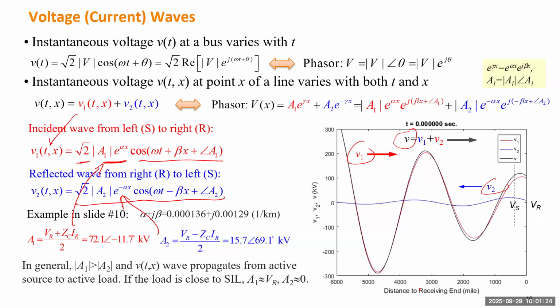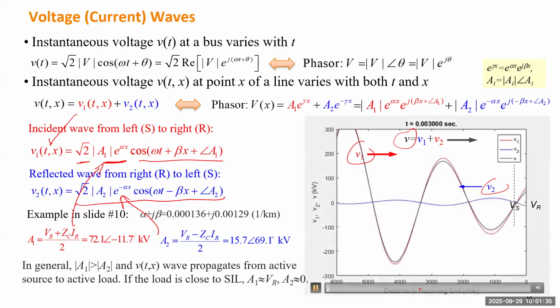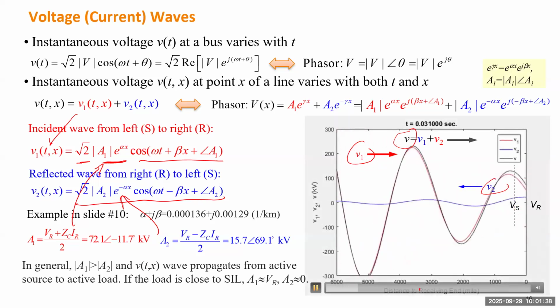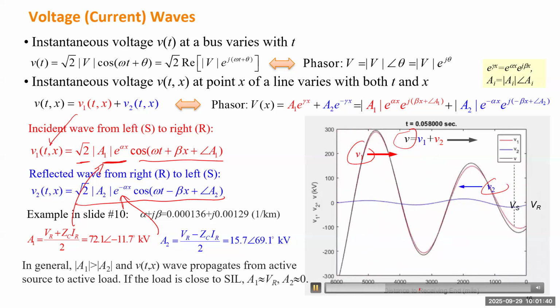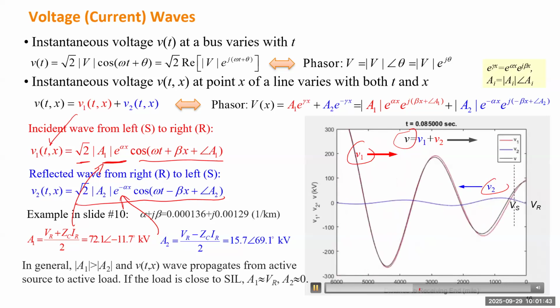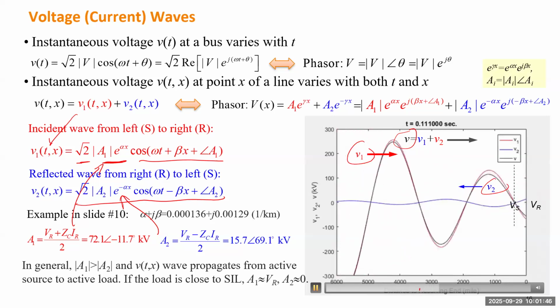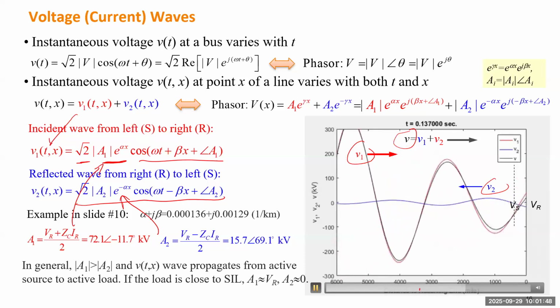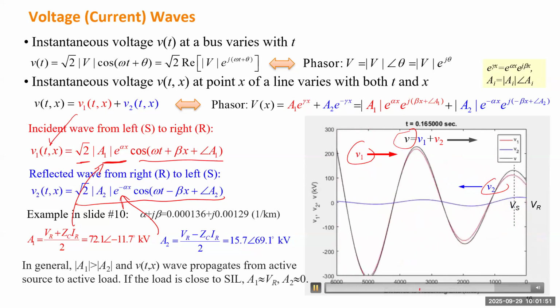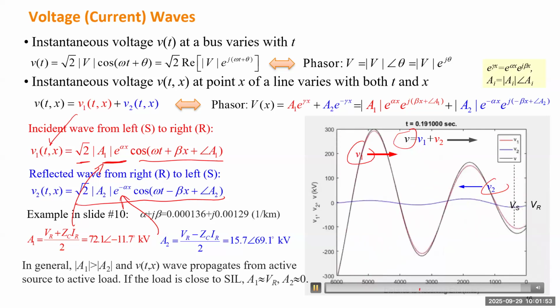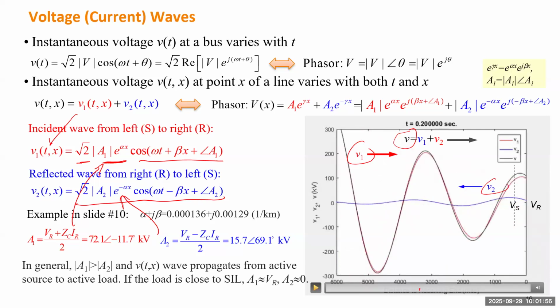If we let the curve move, you see the red curve is moving from left to right. The blue curve is moving from right to left. And the total, which is black, is still moving from left to right because the blue curve has much lower magnitude than the red. This speed has been slowed down because the actual speed can be extremely fast.